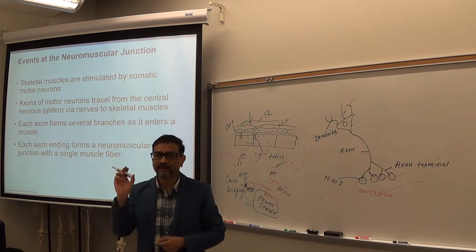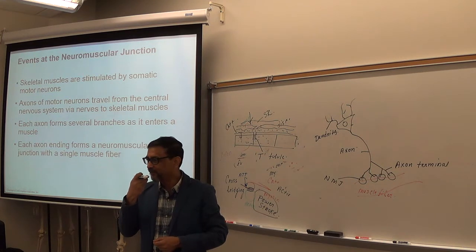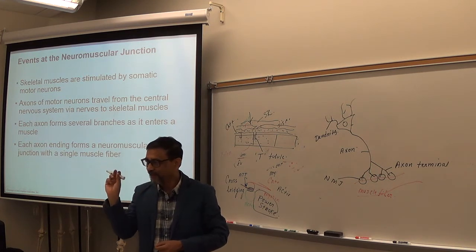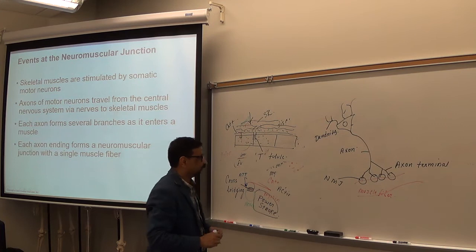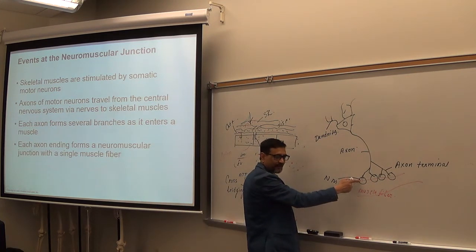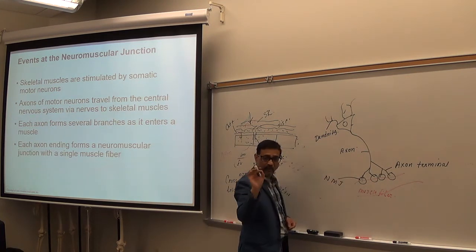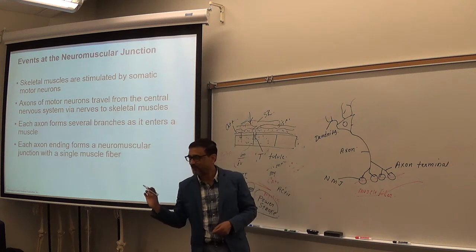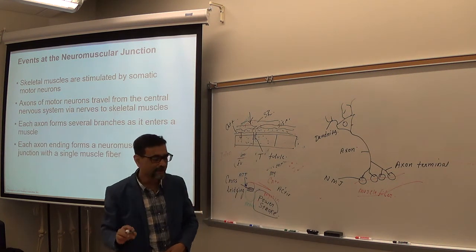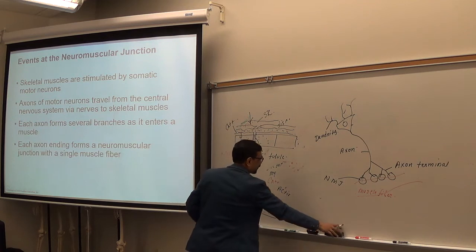Cleft means what? Have you seen cleft lip, cleft palate? Space, right? Opening. So it is not physically attached. There is a microscopic gap. You won't see that without a microscope. You need a microscope to see it. Anyway, so that's the neuromuscular junction.